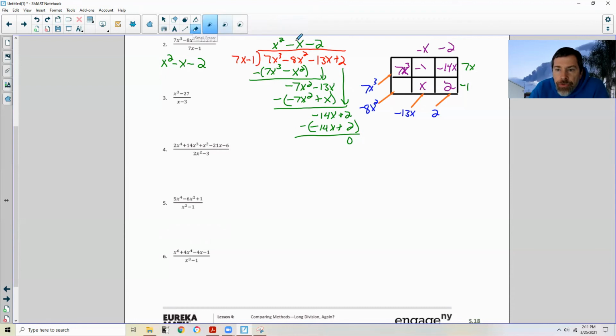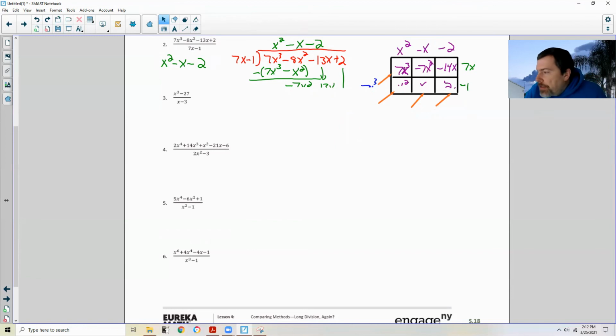7x times a negative x is negative 7x. I keep thinking too far ahead, writing x's instead of 7s. 7x times negative x, negative 7x squared. I need negative 8x squared, so this will be another negative x squared here for these two to add up to this. 7x to get 7x cubed, I simply need an x squared here. And so my answer is x squared minus x minus 2, and that is what I got here. So that checks. Okay, now let's get rid of that.